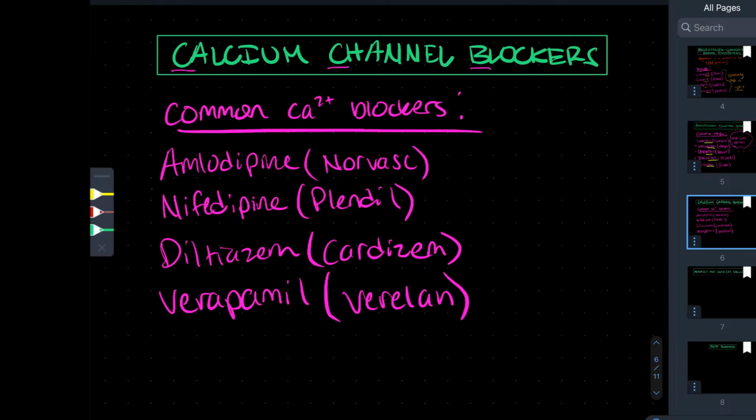So this one is not as easy with the endings. You can see that sometimes they'll end in dipine, but not always. So it's not like a hard and fast rule. Most common, I would say, is amlodipine. We see amlodipine a ton in the pharmacy. That's one of the most common medications I see on a daily basis. So it's good to know.